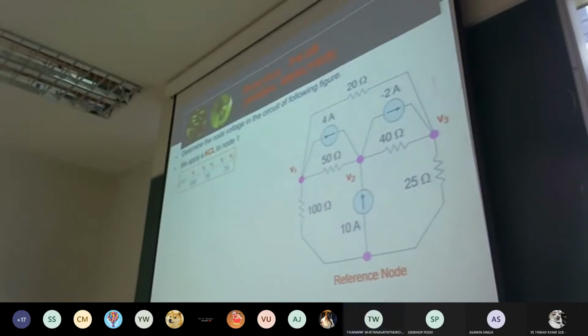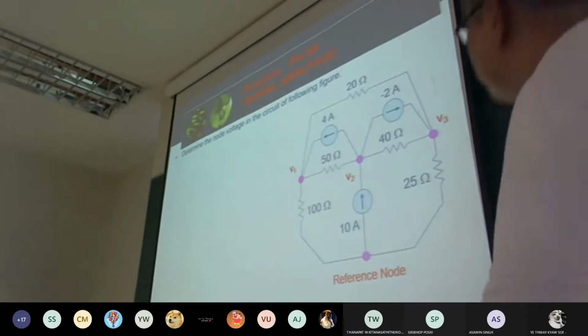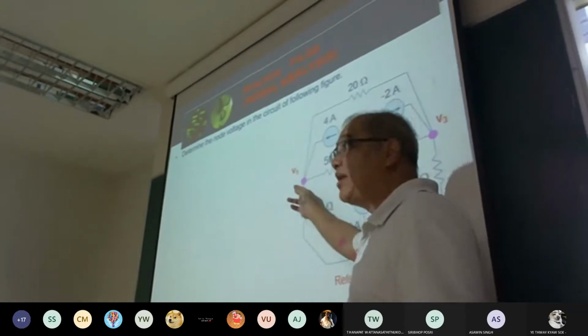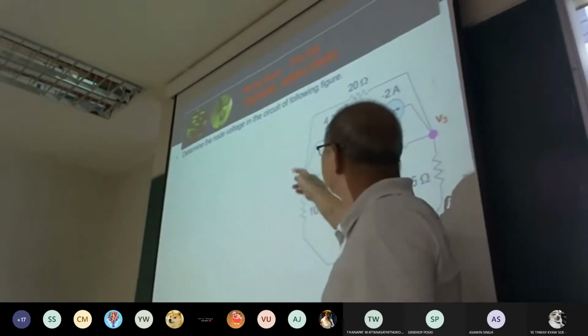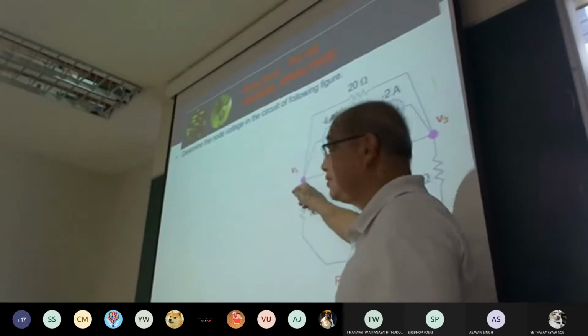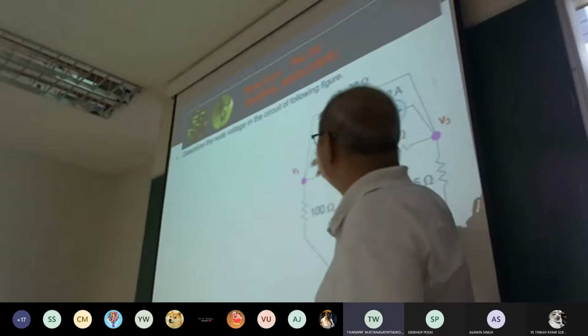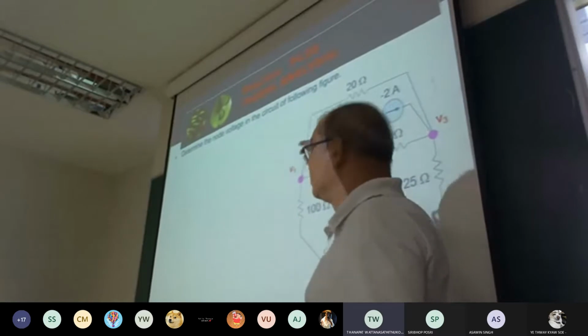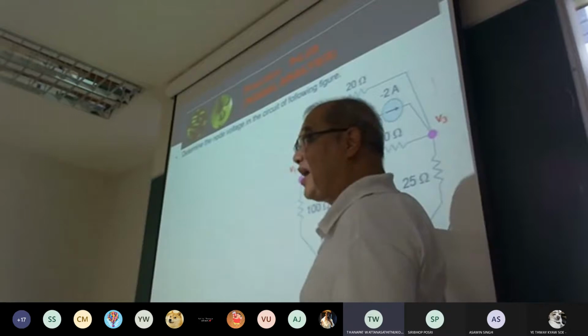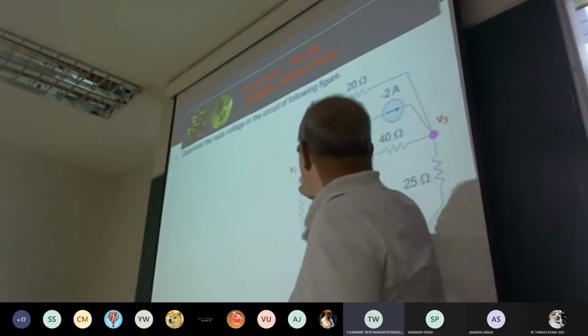Okay. For this question, the bottom one is already the reference node. For this one, how many branches are connected there? Four. How many currents are entering? One. What else? One. Three or four? Four, right. Okay, three currents now.